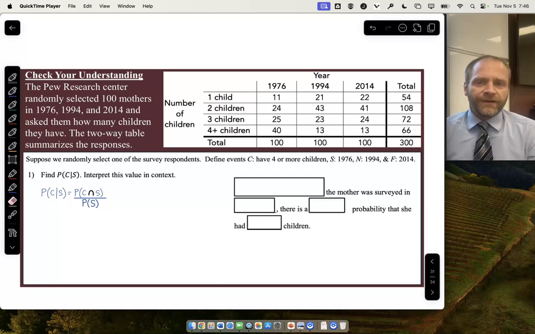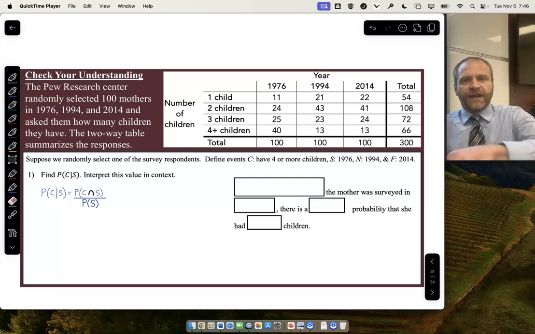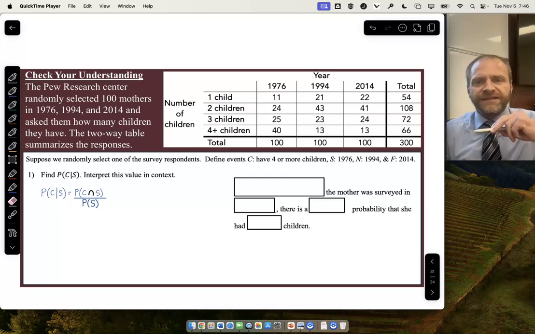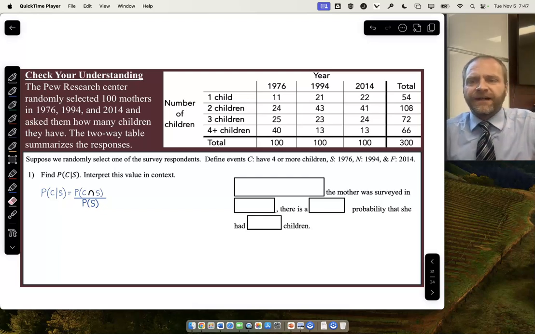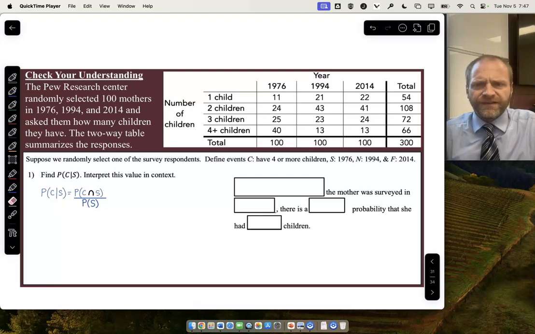Suppose we randomly select one of the survey respondents. We're defining some symbols here: C is the event of 4 or more children, S is the year 1976, N is the year 1994, and F is the year 2014. I want to find the probability of C given S, and then interpret this in context. We have a nice little stem there to help us with interpreting.